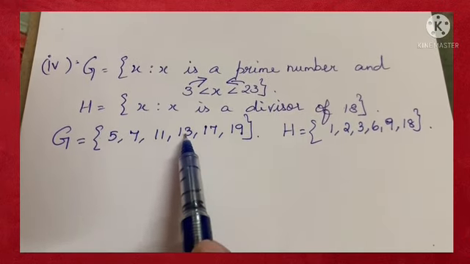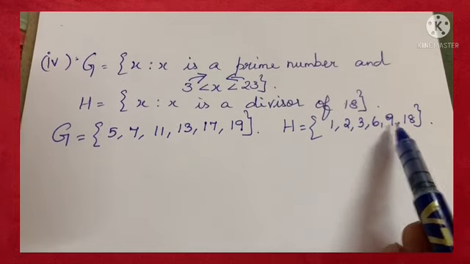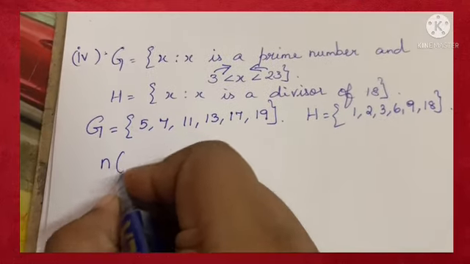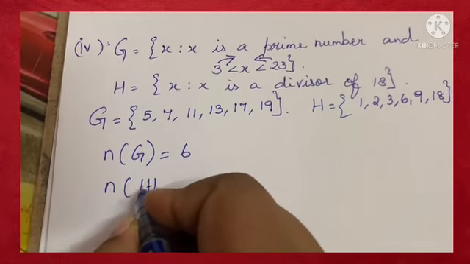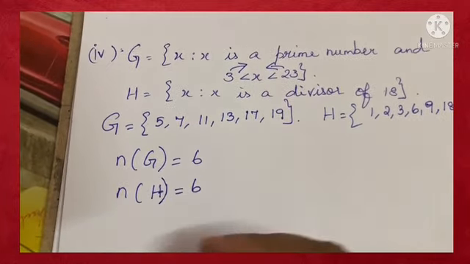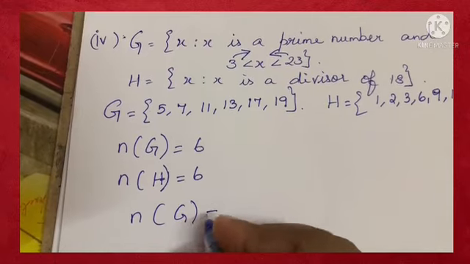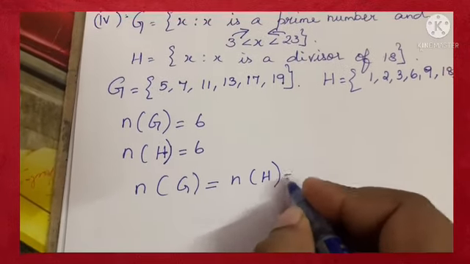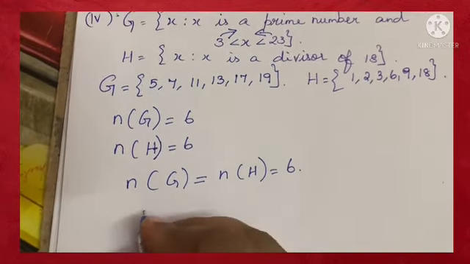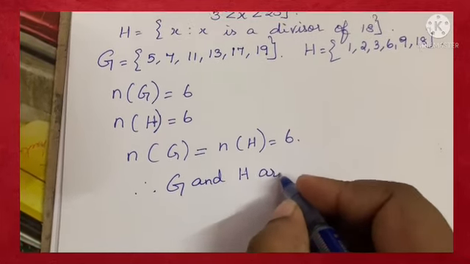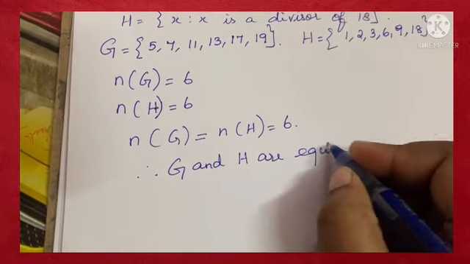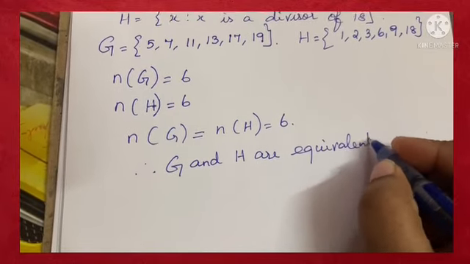1, 2, 3, 4, 5, 6. 1, 2, 3, 4, 5, 6. So you can see that cardinal number n of G is 6. N of H is also 6. So n of G is equal to n of H, which is 6. So I can say G and H are equivalent sets.